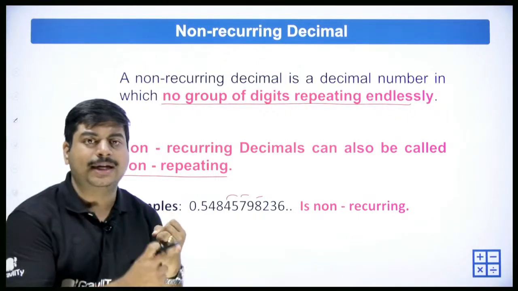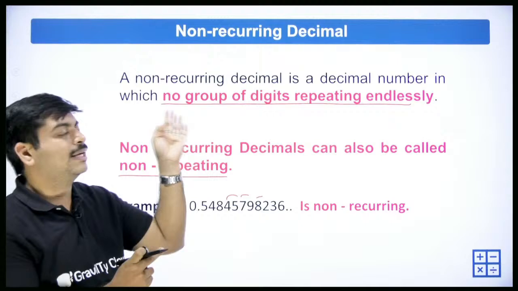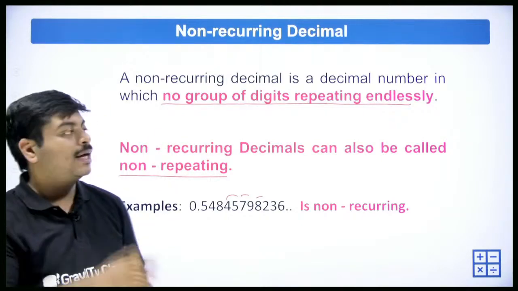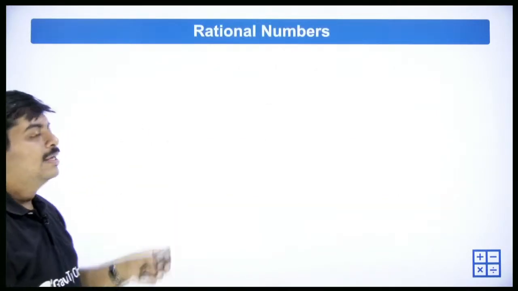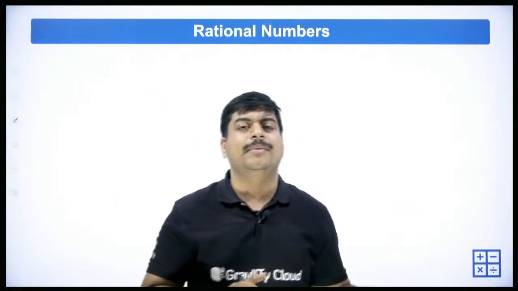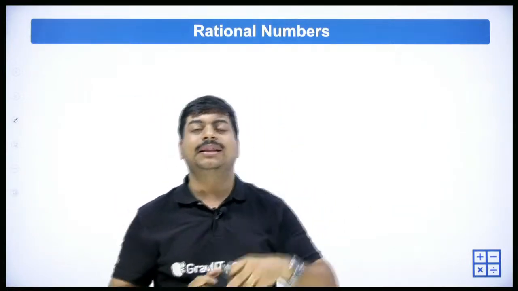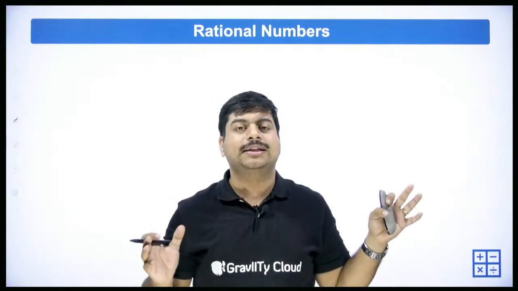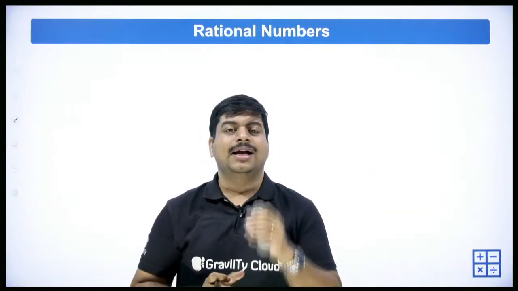We discussed terminating and non-terminating, and we discussed recurring and non-recurring decimals, right? So in the coming classes, we are going to discuss some applications based on recurring, non-recurring, terminating and non-terminating numbers, and then we are going to discuss irrational numbers, and then club them together to discuss real numbers, right?